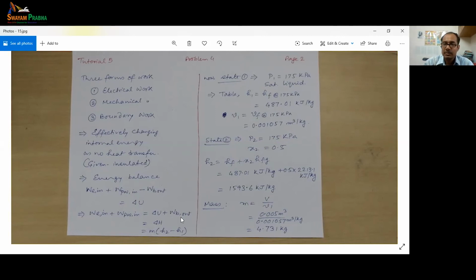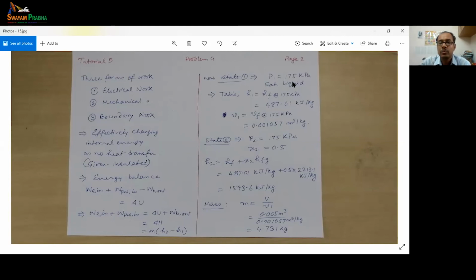Enthalpy is U plus PV. So here, boundary work, the difference of PV work, is by definition the delta H. What you can write is that this will be equal to m times the specific enthalpy at state 2 minus the specific enthalpy at state 1. So what we need to find now are the specific enthalpies.